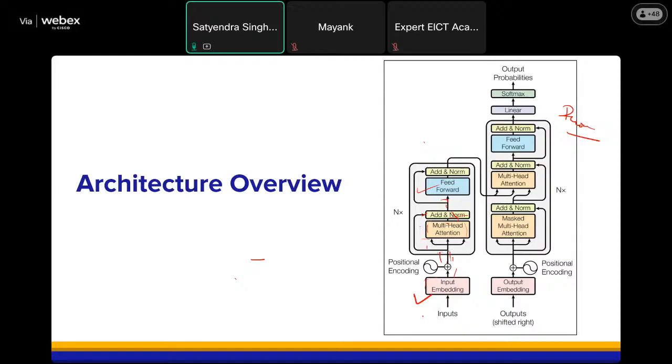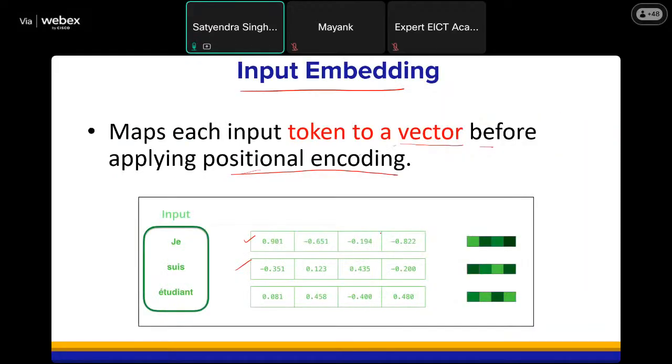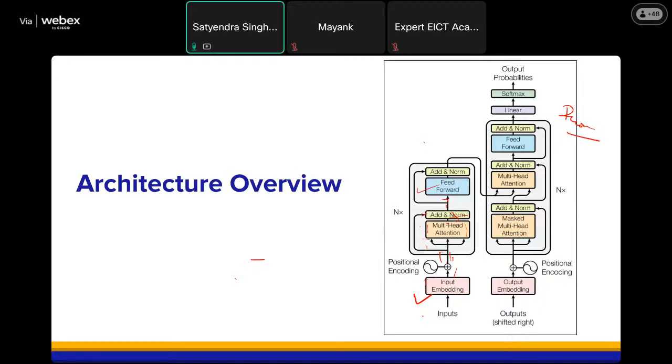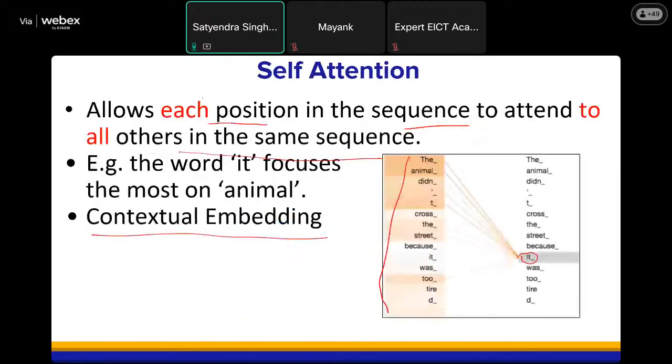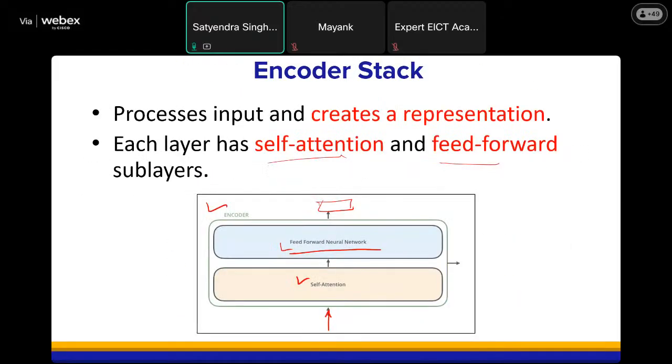Normally the add and normalization layer has two operations, addition and normalization. In addition, you add the original input to the contextual embedding, just to make sure that the original information is not lost. And you perform the normalization for computational purposes. And then after that you have a feed forward network.